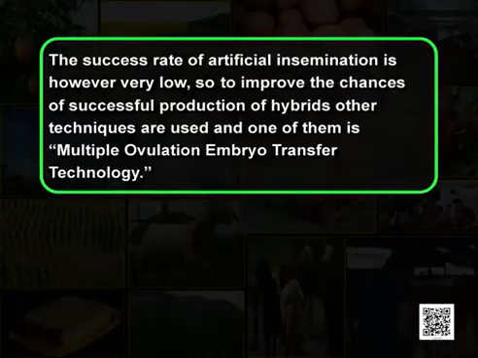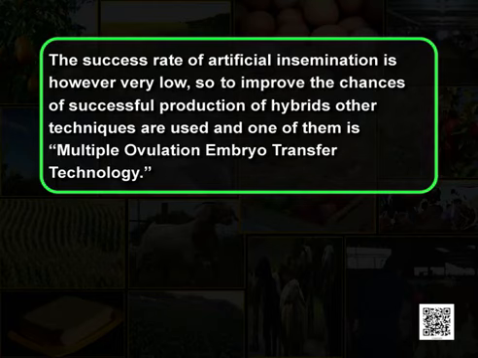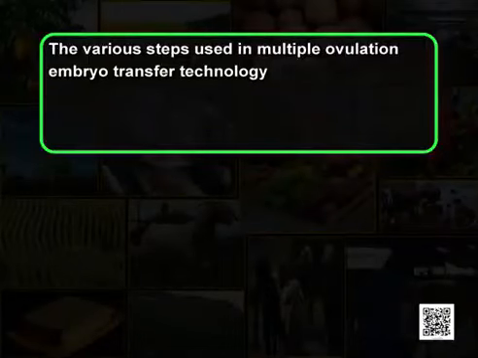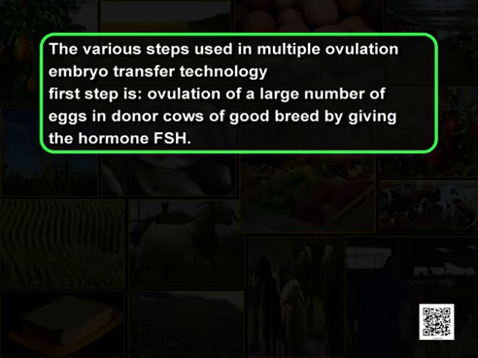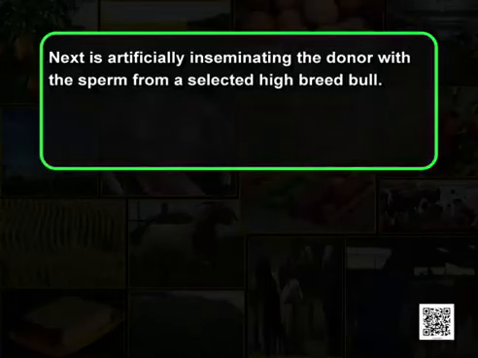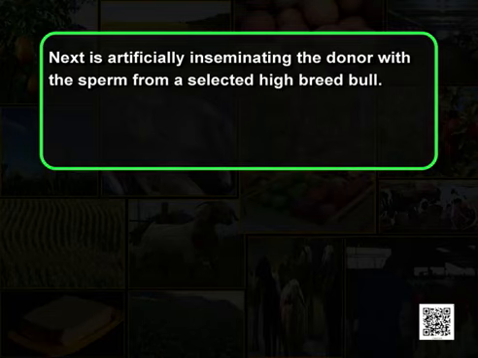So, to improve the chances of successful production of hybrids, other techniques are used, and one of them is multiple ovulation embryo transfer technology. Now, let us understand this technique. The various steps used in multiple ovulation embryo transfer technology. The first step is ovulation of a large number of eggs in donor cows of good breed by giving the hormone FSH. In other words, we are super ovulating them to produce 6 to 8 ova per cycle. Next is artificially inseminating the donor with the sperm from a selected hybrid bull.